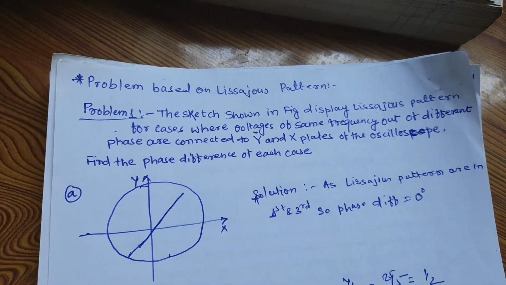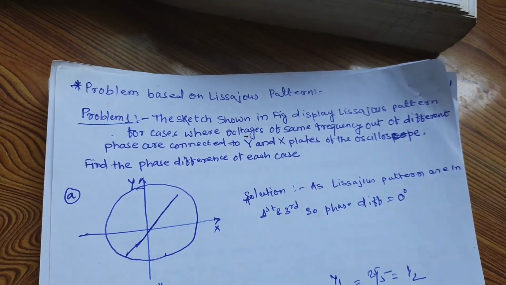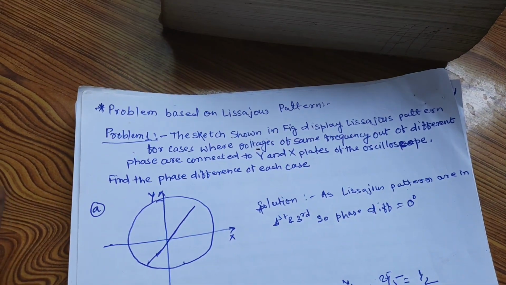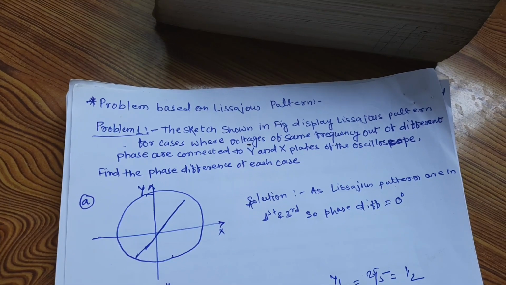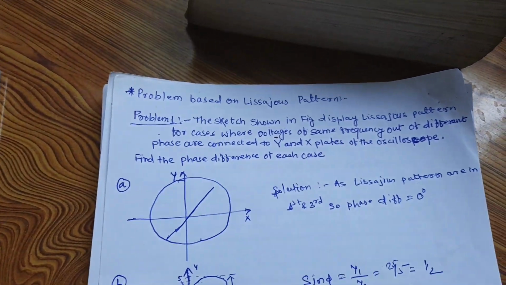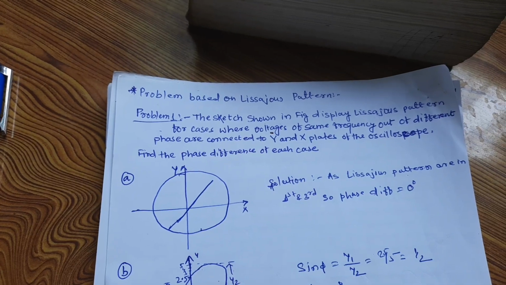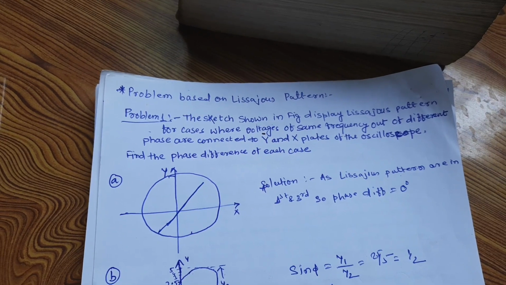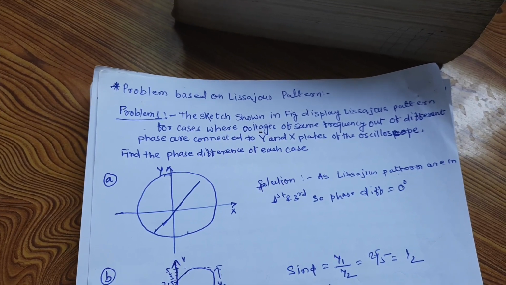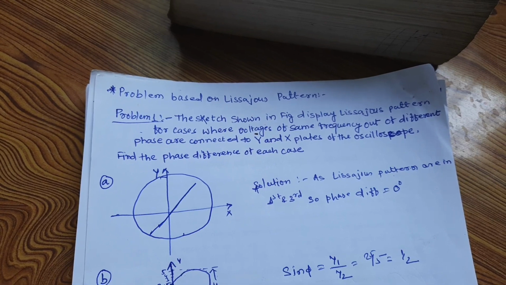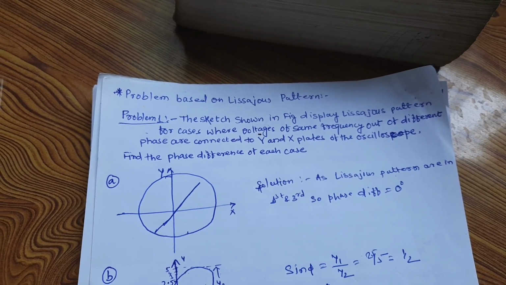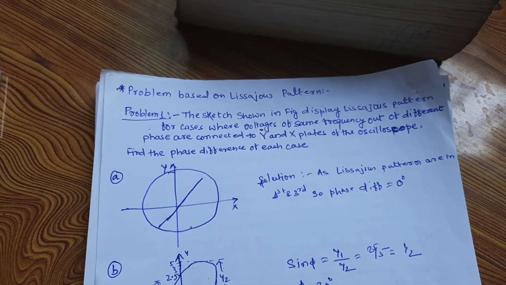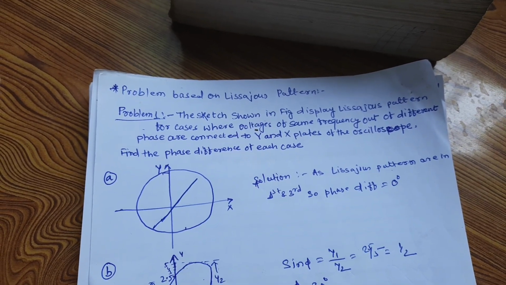Today I start problems based on the Lissajous pattern. It is very important for the GATE examination or any competitive examination. In the last class I discussed that the Lissajous pattern is used for the measurement of frequency of any sinusoidal signal, or the phase difference between two sinusoidal signals. So the first problem is based on how to find the phase difference.